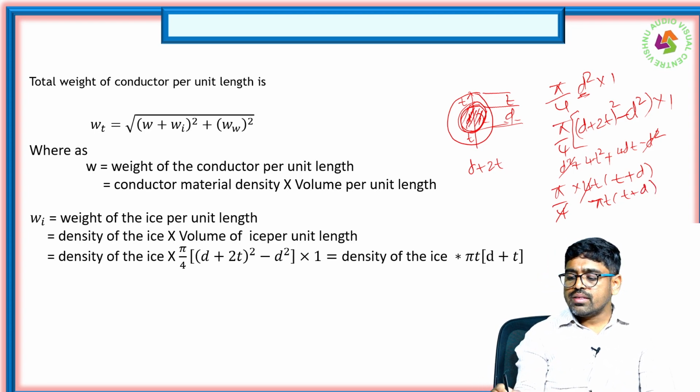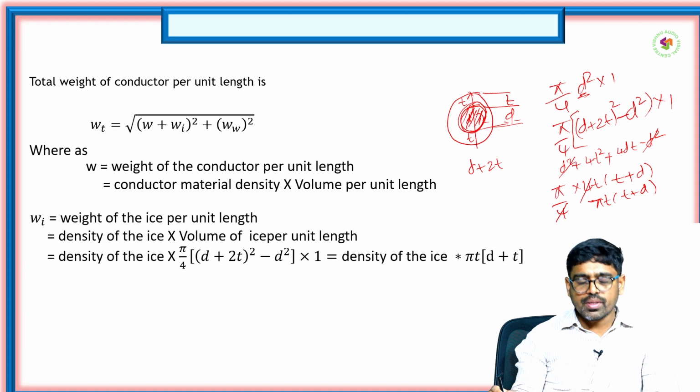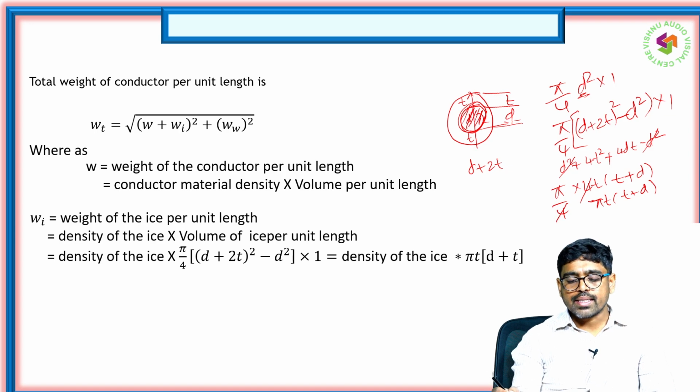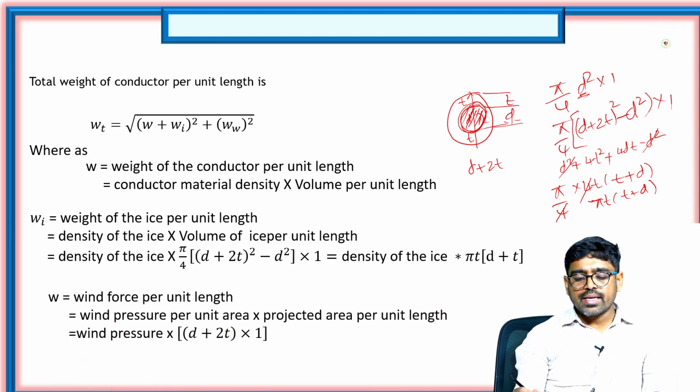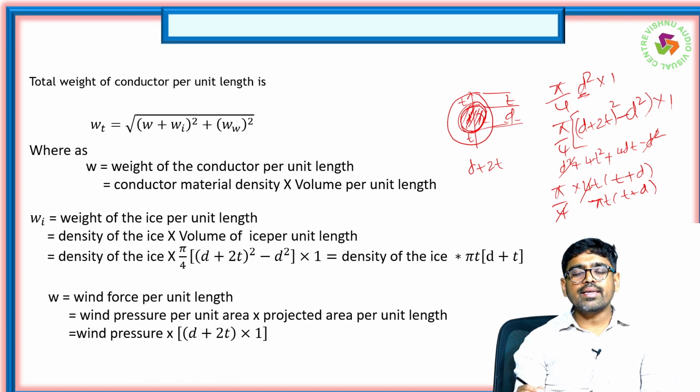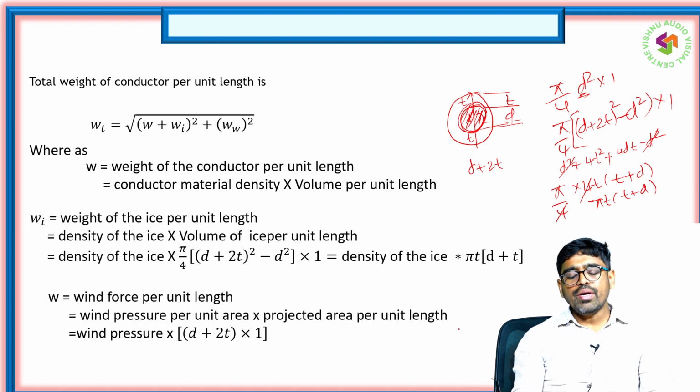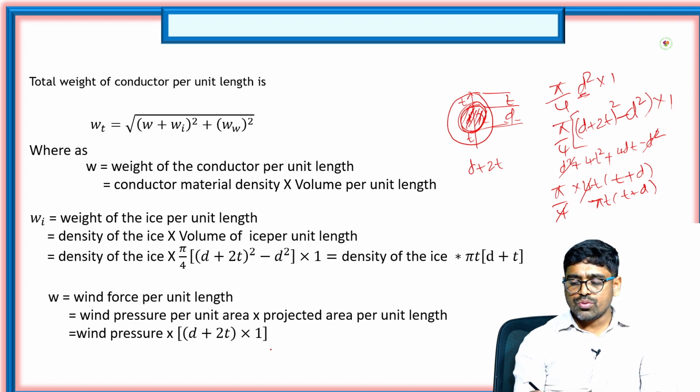So density of ice into pi into t into (d plus t) is the volume of the ice. From that relation we can calculate the weight of the ice on a particular conductor. Next is wind force per unit length. That is the wind pressure per unit area into projected area per unit length. The projected area we can calculate: it is d plus 2t total, per unit length. So wind pressure into (d plus 2t) into 1 is the area we can calculate.